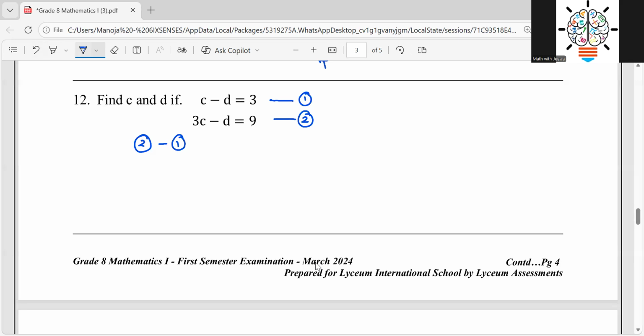Again, I'm telling you, if you're struggling with the simultaneous equation, don't wait until the last moment. During the weekend, you can go through this.